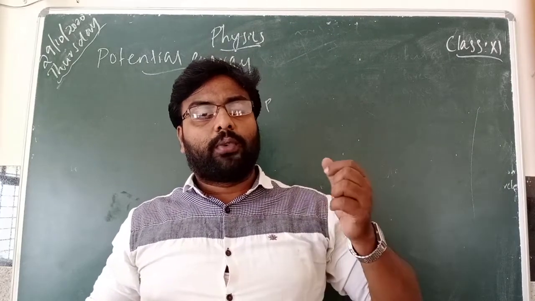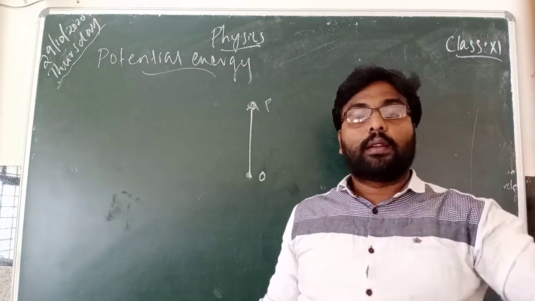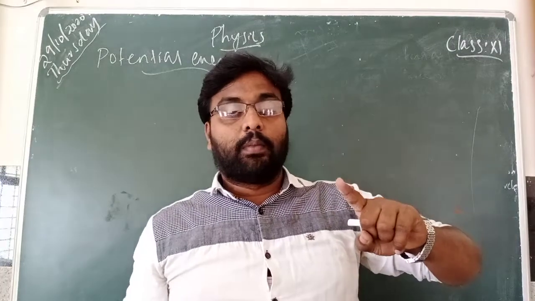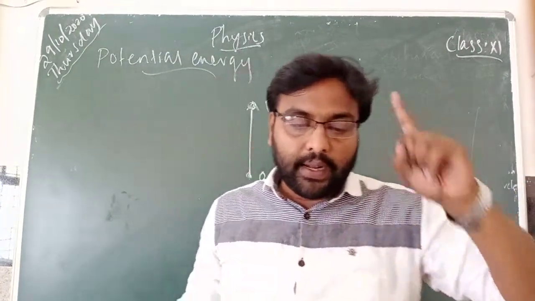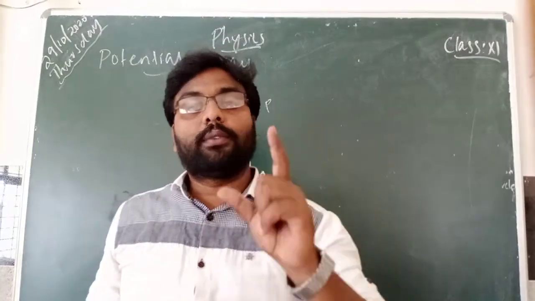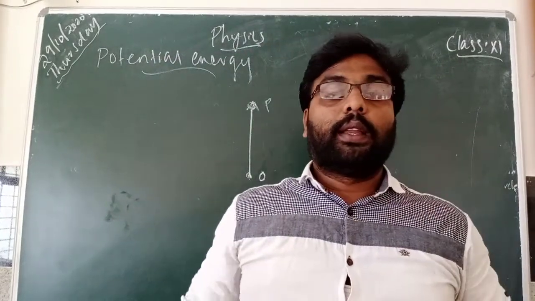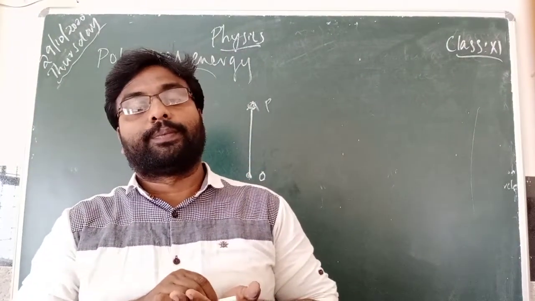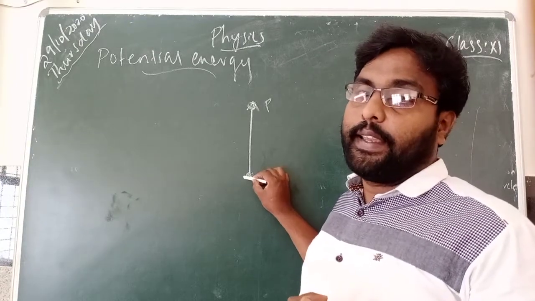So the amount of work done by an external force: by applying an external force, some work has to be done to move an object at a constant velocity from its initial position to its final position. In its initial position, the potential energy is what? Zero. In this initial position, the potential energy is 0.